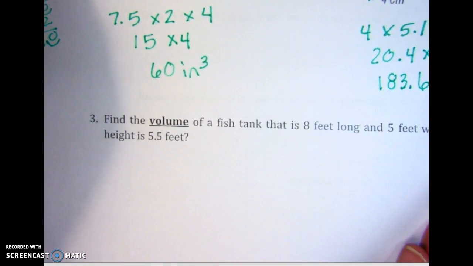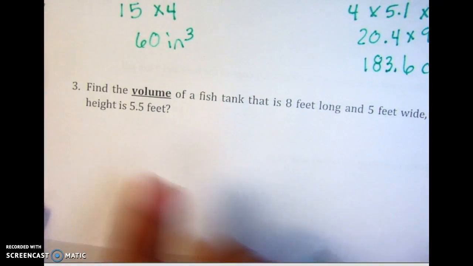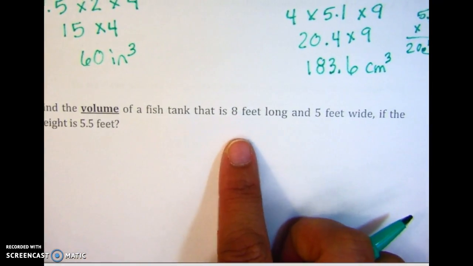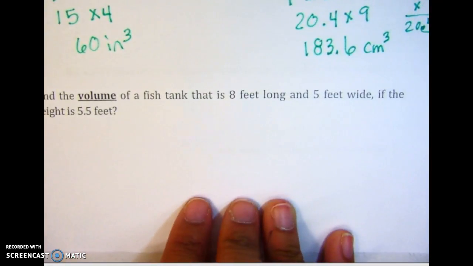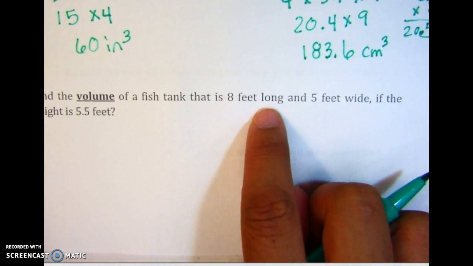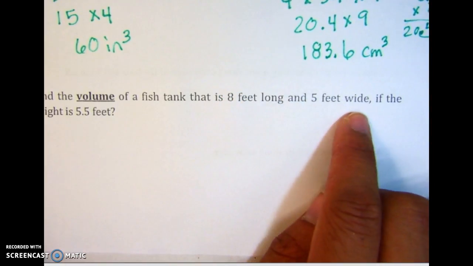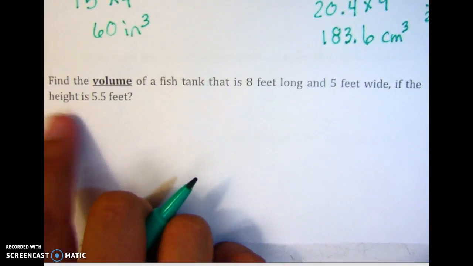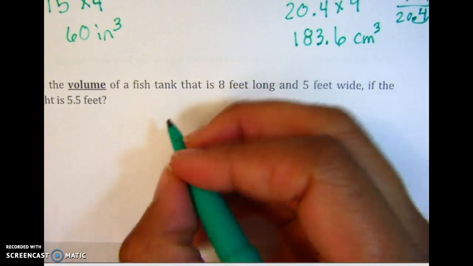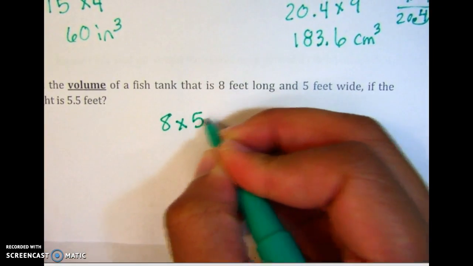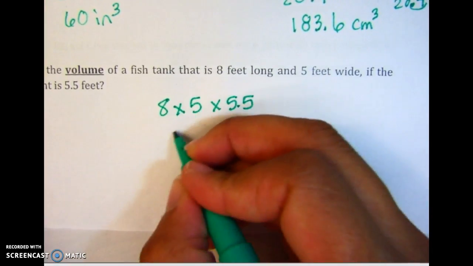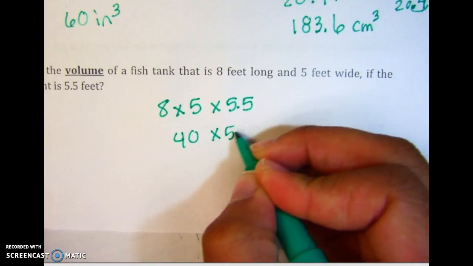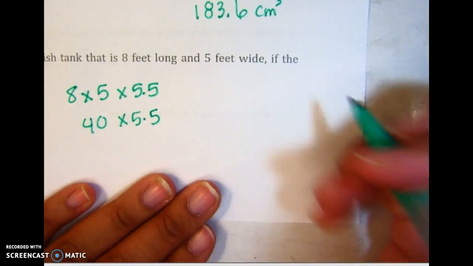Sometimes they're not going to give you a picture, sometimes it's a word problem. So find the volume of a fish tank that is 8 feet long, 5 feet wide, if the height is 5.5. So I have 8 feet long, that's my length, 5 feet wide is my width, and the height is 5.5. I'm going to multiply these three numbers. 8 times 5 times 5.5. 8 times 5 is 40. 40 times 5.5. I can do that over here.